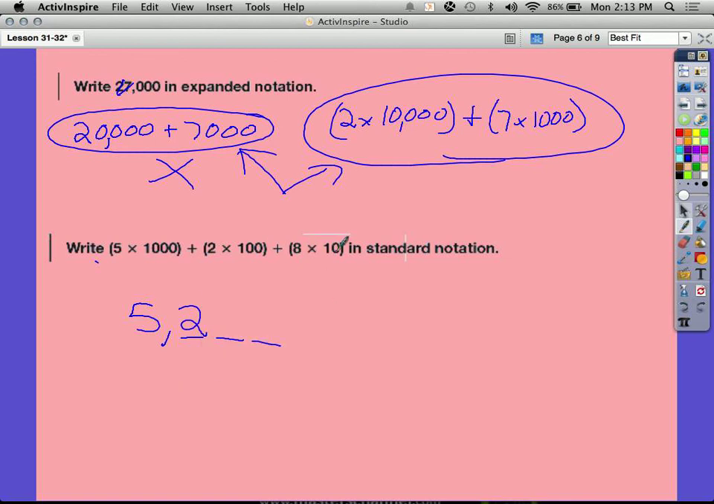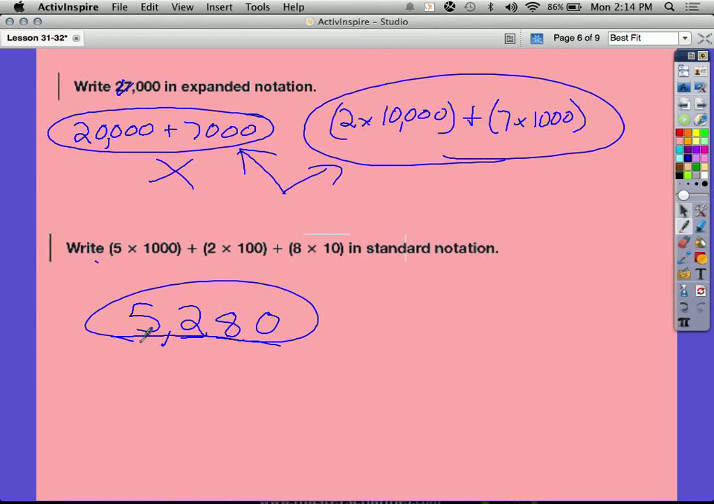The 8 goes in the tens place value. Now, I'm still missing my ones place value, correct? So, since there's nothing up here for it, I just fill it in with a 0. So my answer becomes 5,280. That is how you write that in standard form.